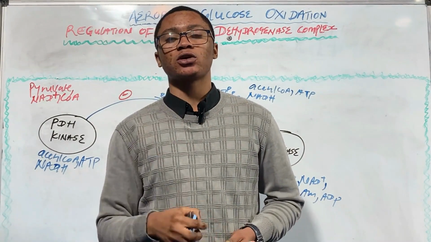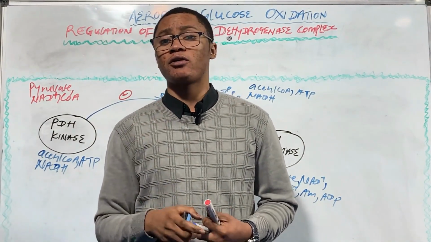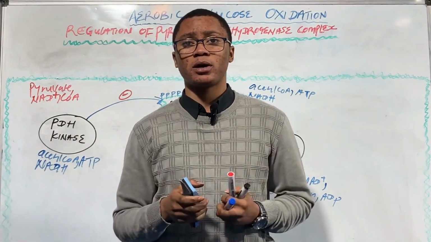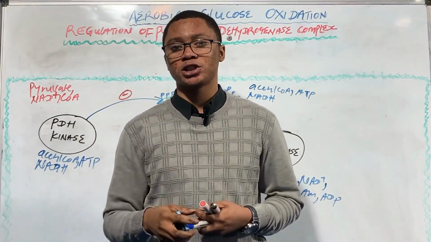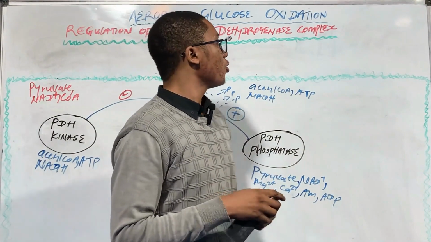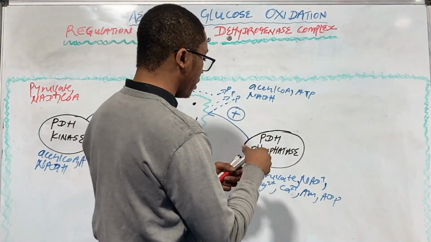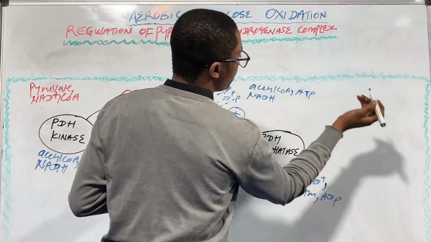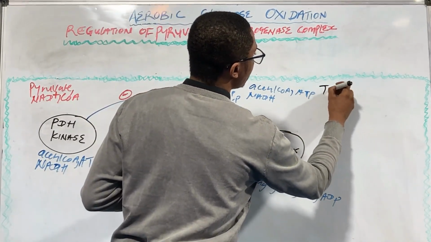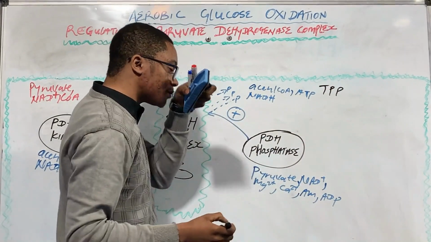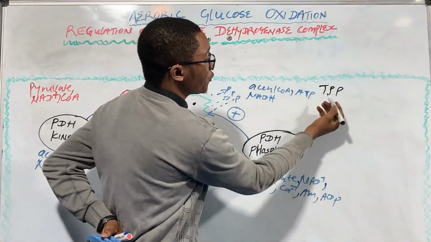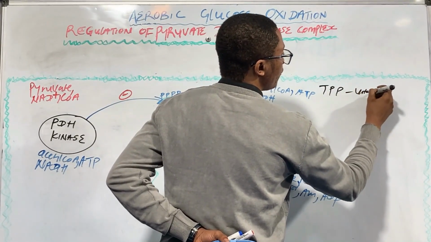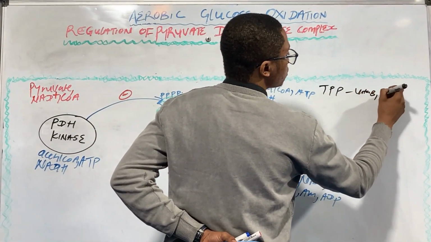So now let's move on to the clinical relevance of the pyruvate dehydrogenase complex and everything we talked about in aerobic glucose oxidation. Remember we talked about thiamine pyrophosphate, TPP. Thiamine pyrophosphate, we said it is derived from what? From vitamin B1.